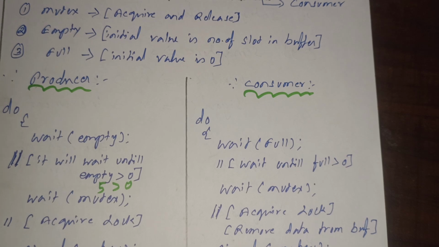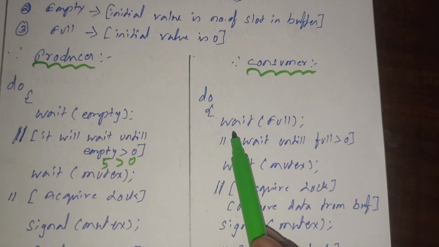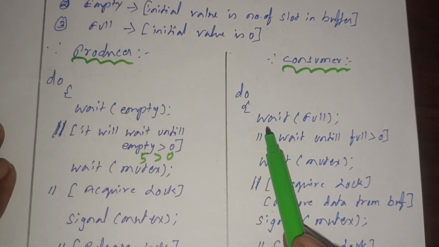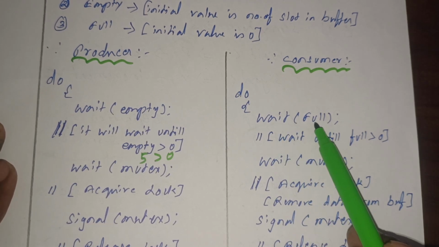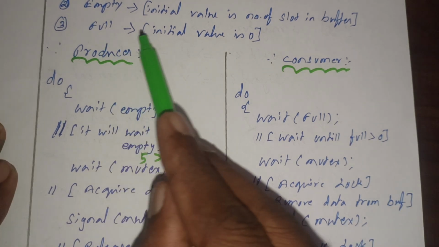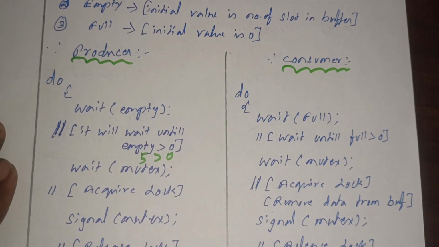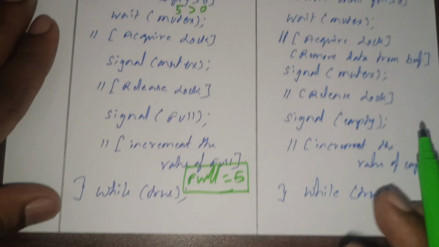Now let's see what the consumer is doing here. Now the consumer is calling this wait. As we all know, wait is to acquire, signal is to release. Now wait on full. The initial value of full is set to 0. Now what is the value of full here? It is 5. You can check it here, it is 5.